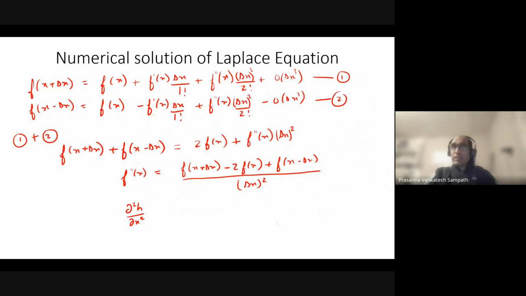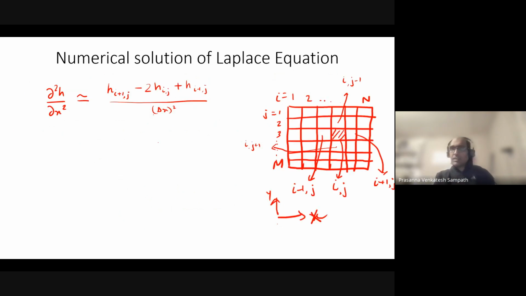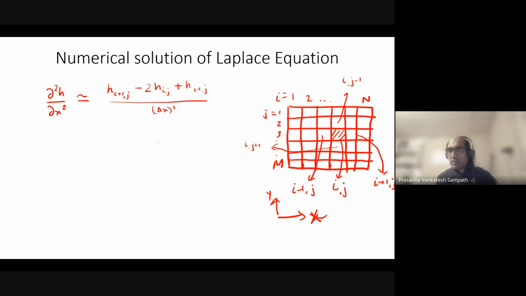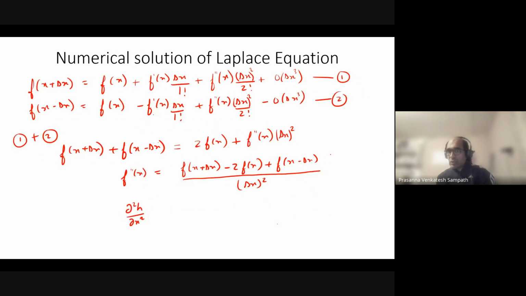What is i plus 1 comma j? It is x plus delta x, right? Look at this equation. f of x plus delta x is nothing but the head in the next box, which is i plus 1 comma j, minus 2 times f of x, which is the value of the head in this box, i comma j, plus h of i minus 1 comma j, which is the head in the previous box, f of x minus delta x, right? So I hope this is making sense. I'm simply writing this equation in terms of h.